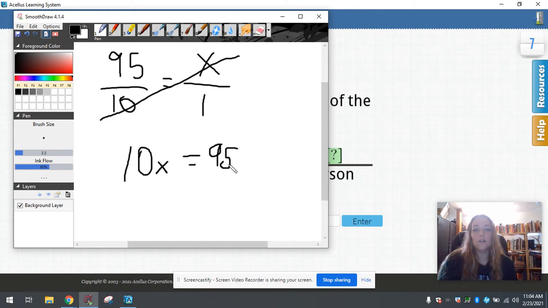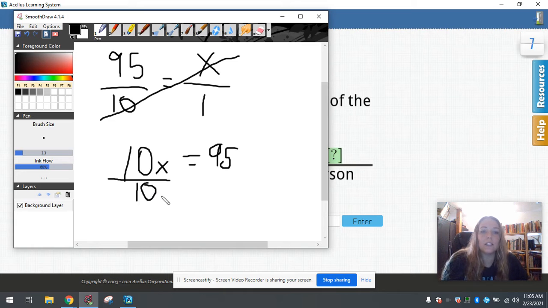Okay, now this is my equation I need to solve for. How you can read it is 10 times x equals 95. I want to isolate the variable, meaning get x by itself. The opposite of multiplication is division, so they can undo each other. I'm going to undo what's been done to the variable. I'm going to undo the multiplication by dividing by 10, because that's what is attached to the variable. Now what I do to one side of the equation, I have to do to the other so that it is balanced. So I'm going to divide this side by 10 as well.